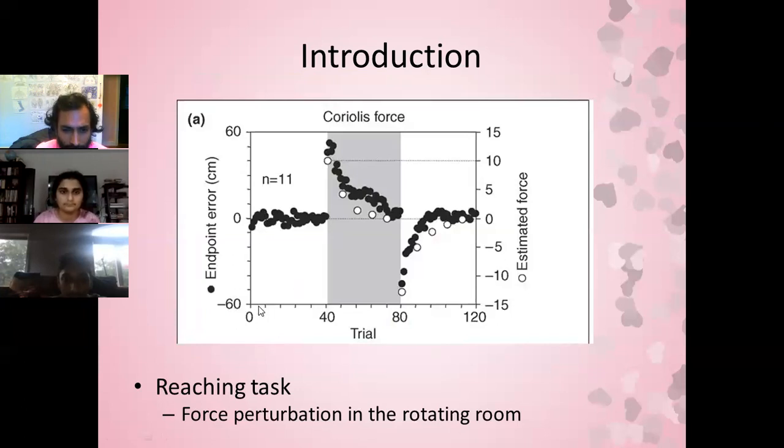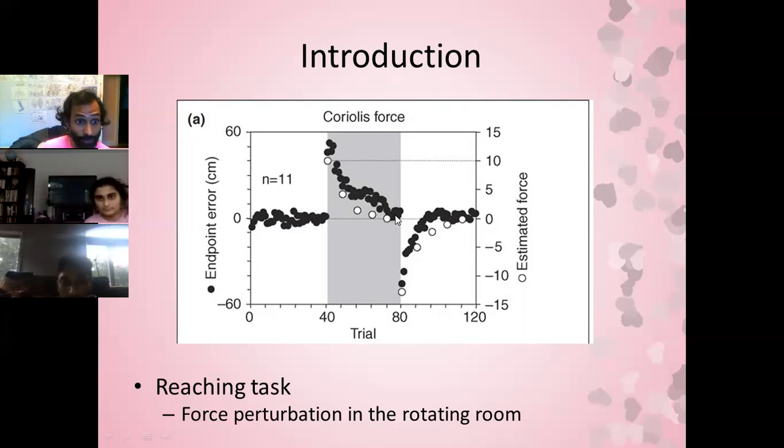And this is just some quick data. You've got trials on the x-axis, and then on the y-axis is endpoint error. So in the beginning, the rotating room is off, and you're just reaching, you're doing a great job, you have 0 error. And then you turn the rotating room on, and all of a sudden people are doing really poorly. They're really far off. And then as time goes by, they're able to adapt. They go through that motor adaptation and their endpoint error gets better and better and better.